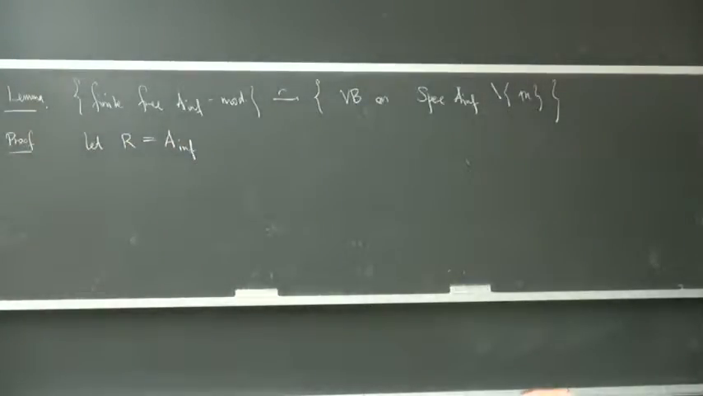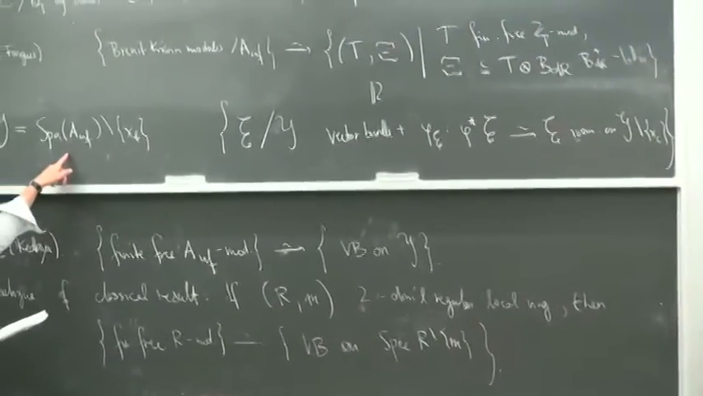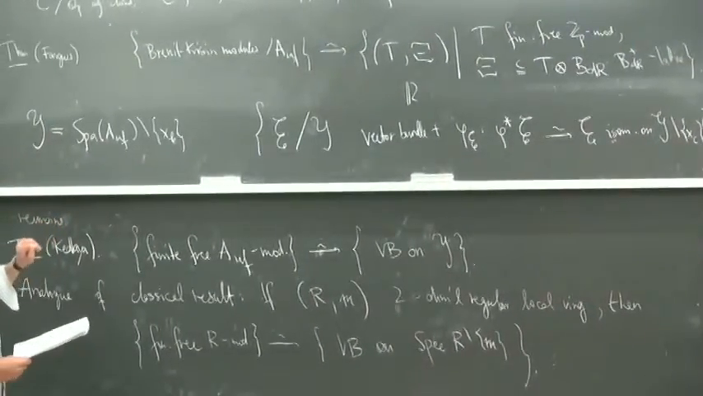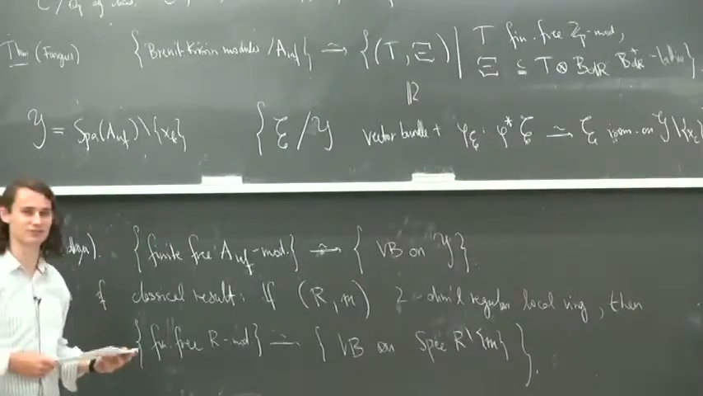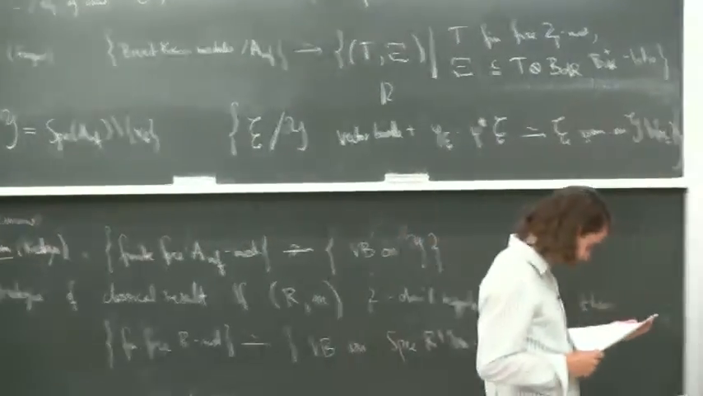What is the difference between the two statements? Here this is a scheme, and that's an adic space. So this is covered by some complete rings, and there it is covered by just inverting algebraic elements.